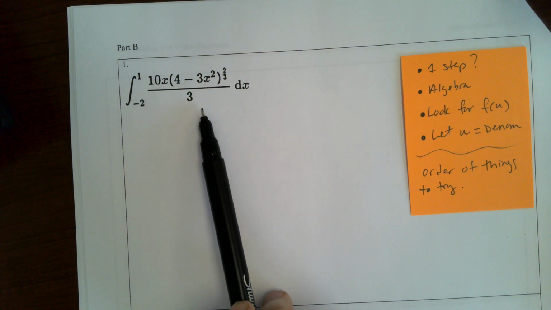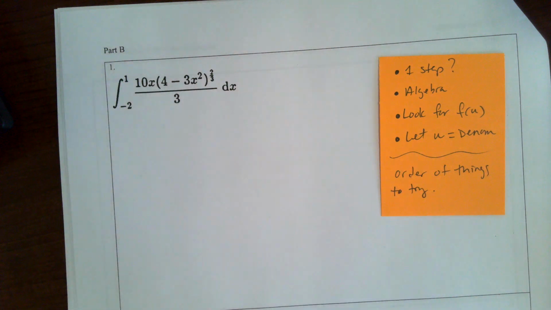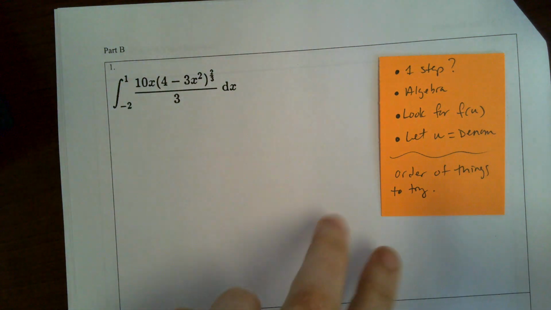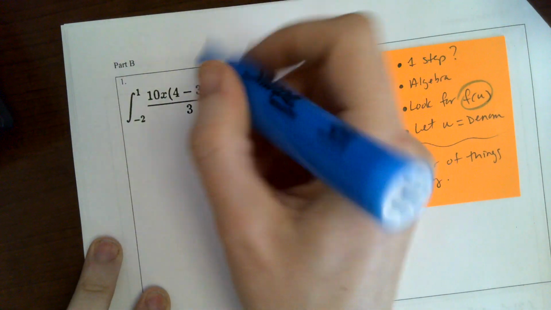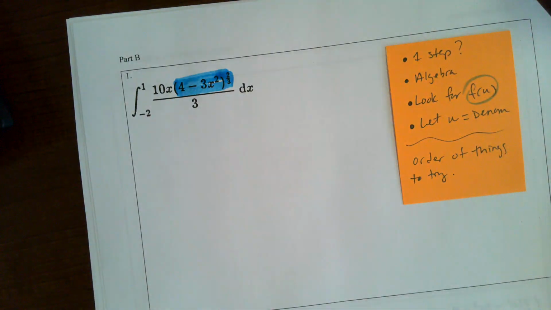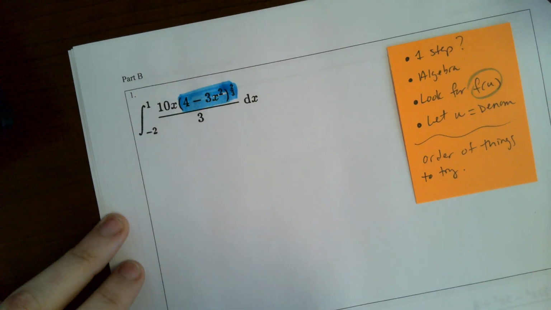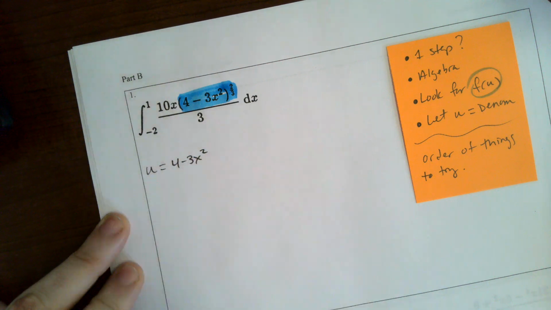Like, is there anything we could expand or simplify in any way? Answer is no. So now we look for f of u. Okay, so looking for f of u, you're looking for one function that is inside of another, and I see it actually right there. Okay, so that right there, that would be your f of u that you found. Okay, so once you find the f of u, if there is one, you write down to yourself what the u is. So u equals 4 minus 3x squared.